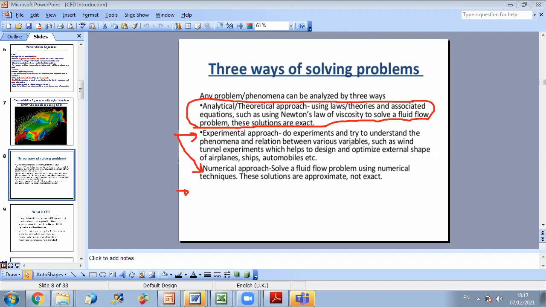This is why, to not have to do everything experimentally, we can also develop a numerical approach that will solve the fluid problem using numerical techniques. And of course, these solutions are approximate and not exact, but in order to test if they are close to reality or not, we can validate the model.